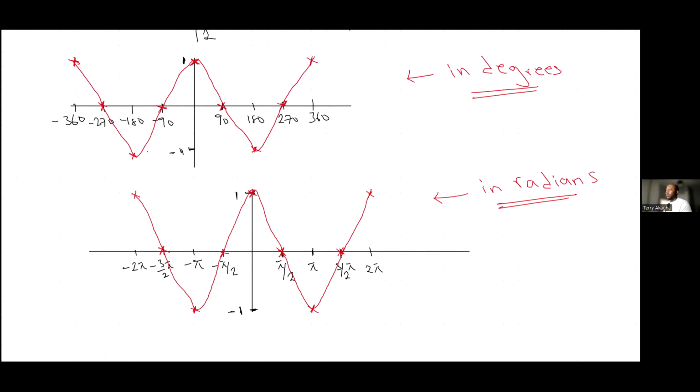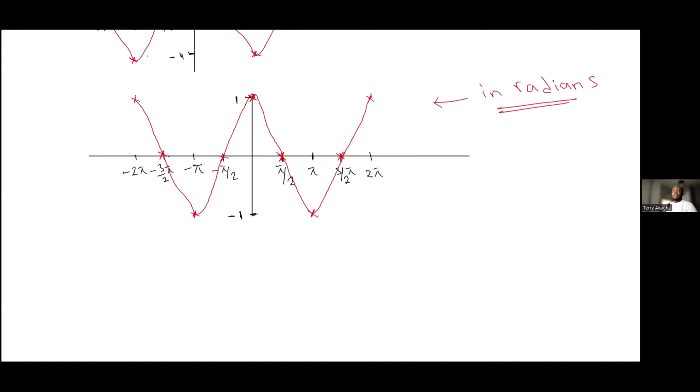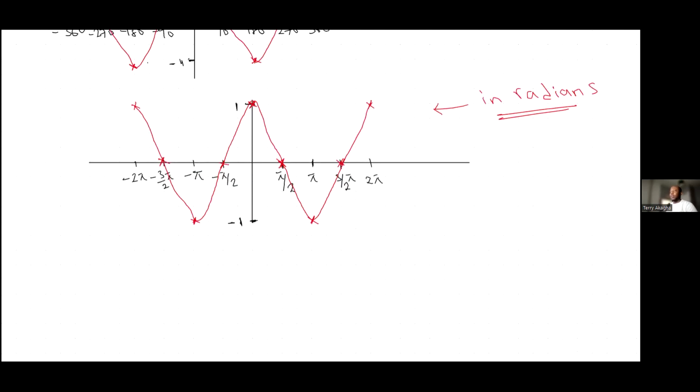Okay, so we're going to talk about the key features now of a cosine graph. So let's talk about the key features now. So the key features of a cosine graph. Right, so the key features.